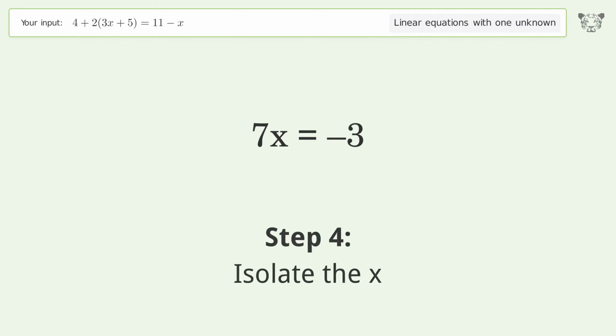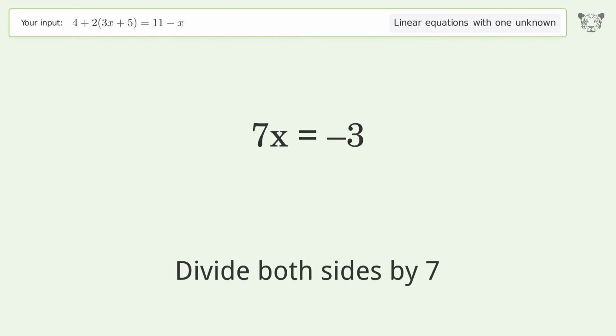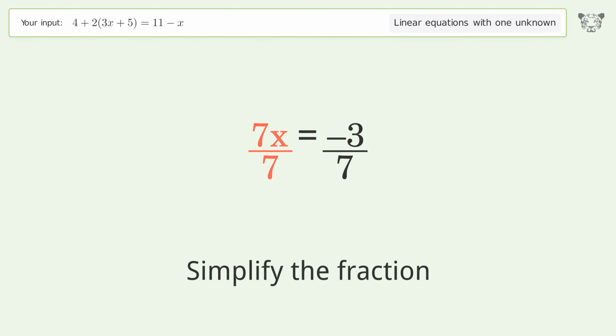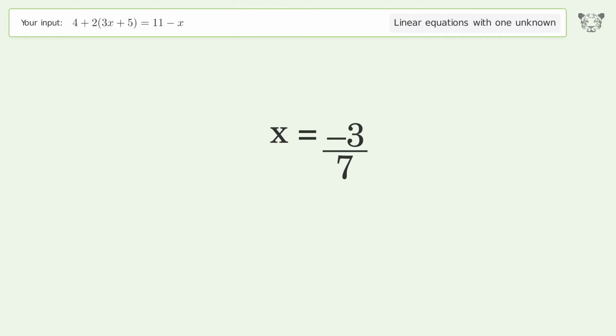Isolate the x. Divide both sides by 7. Simplify the fraction. And so the final result is x equals -3/7.